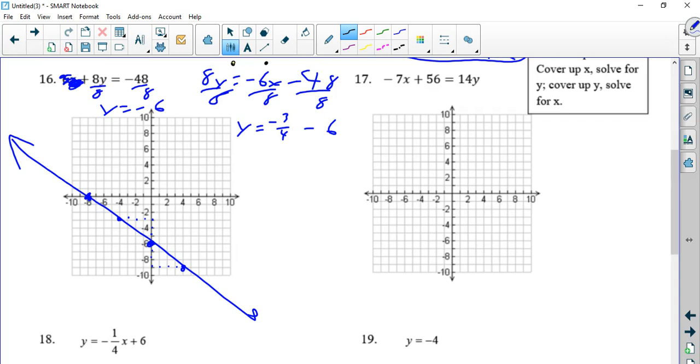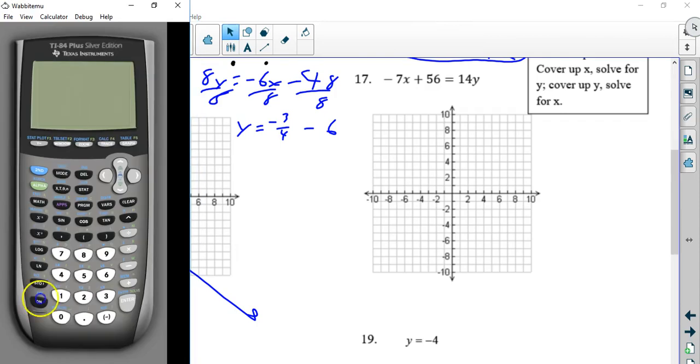And the third way is your handy-dandy calculator. Go to y equals and put in, now you have to solve it for y equals form, obviously, but then you can put in negative 3 divided by 4 x minus 6. And if nothing else, this is a nice way to confirm that you graphed it the right way.